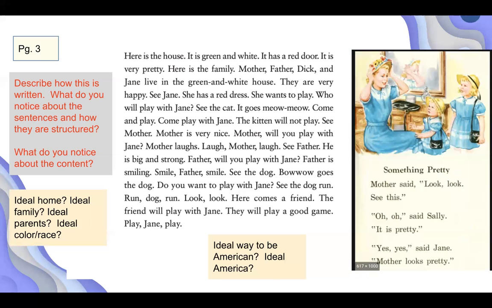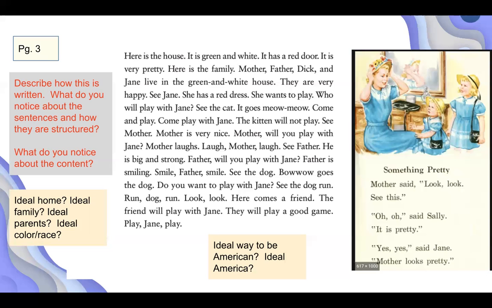So one of the things that you should notice is that these are a lot of simple sentences, because this was based on a primer that was used to teach children to read. But it's also full of a lot of stereotypes. It is suggesting that this is the ideal home, middle class, with a father who smiles, with a mother who laughs. Happiness, right? Ideal family must be happy. The ideal parents, they must be there somewhere. Maybe they don't play with the kids, but they're there, right?